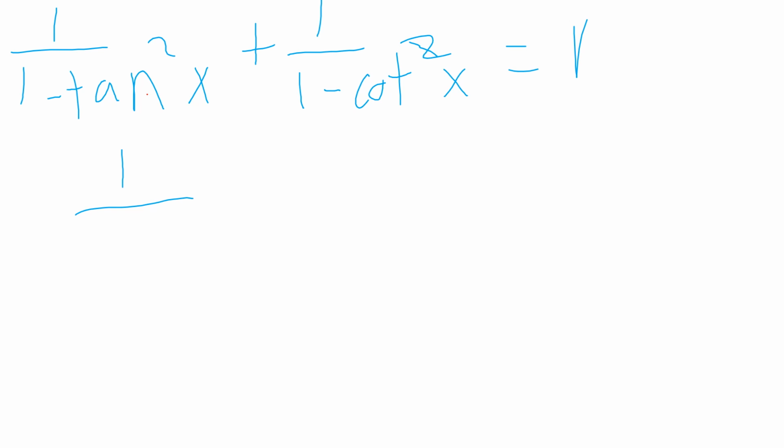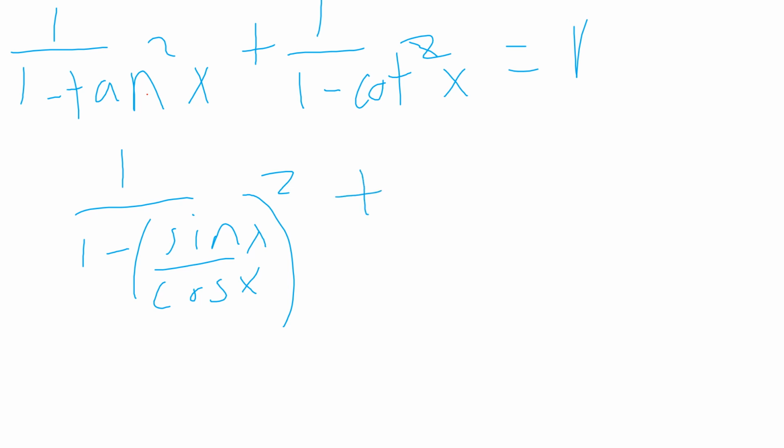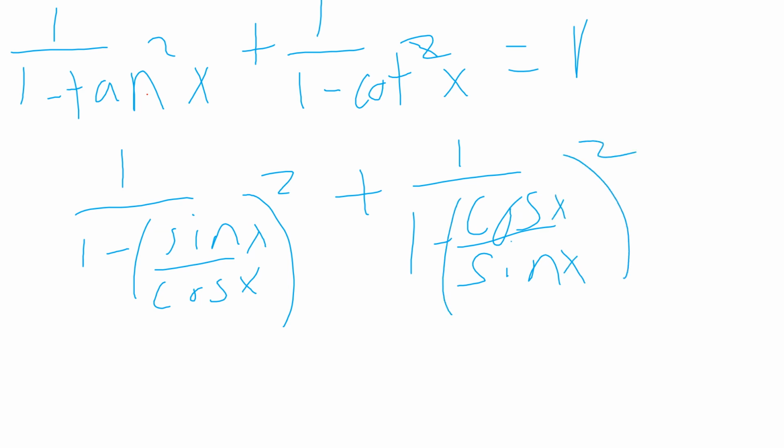So of course 1 minus parenthesis, so sine over cosine, of course the x's, and I mean just leave the squared out, doesn't really matter, and plus 1 over 1 minus cosine over sine, the x's, the parentheses, and then the square.